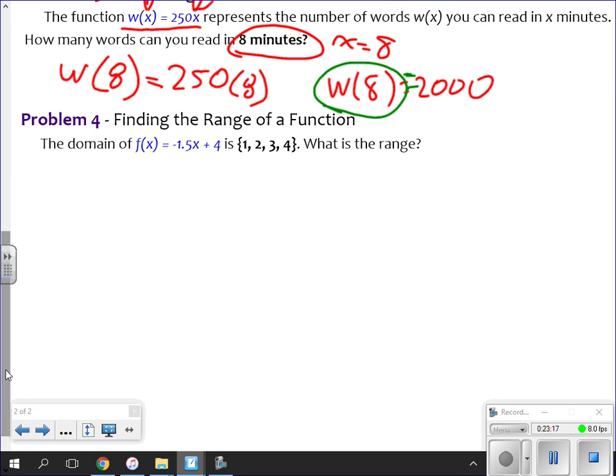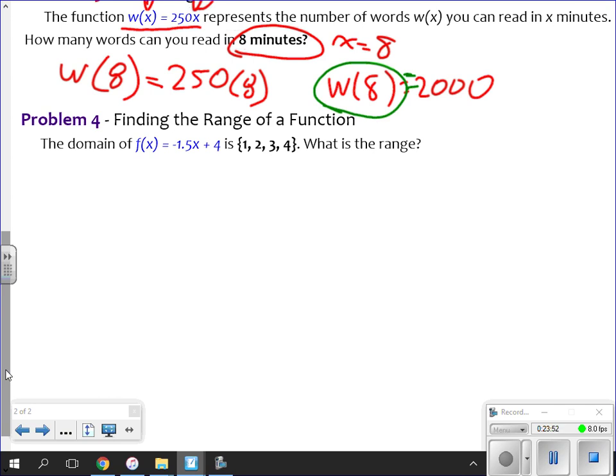Now, a little more complicated, but not much. Finding the range of a function. So I'm given a function f of x equals negative 1.5x plus 4. It's hard to see the negative on your notes, so be careful you see that negative on your notes. Okay. And you're given the domain.